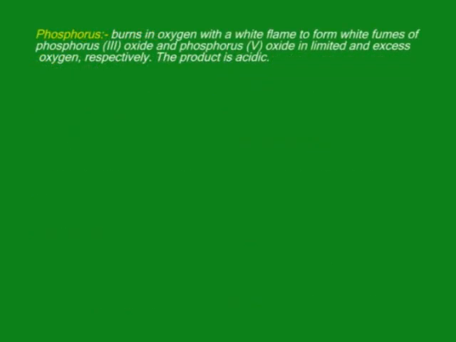On its part, phosphorus burns in oxygen with a white flame to form white fumes of phosphorus 3 oxide and phosphorus 5 oxide in limited and excess oxygen respectively. Again, take a look at that.